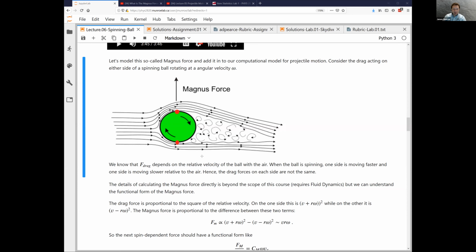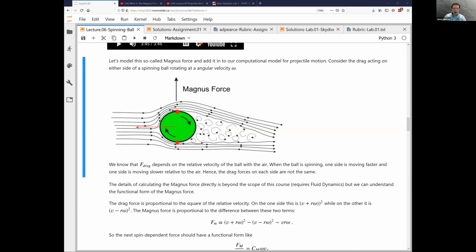What do I mean by slightly different? Well, there's angular velocity, the rate at which this is spinning around, and then there's the speed at which the object as a whole is moving, right? So the arrow indicates the center of mass of the ball is moving towards the right.